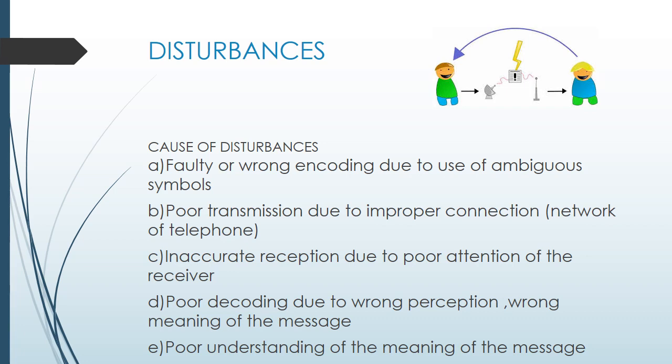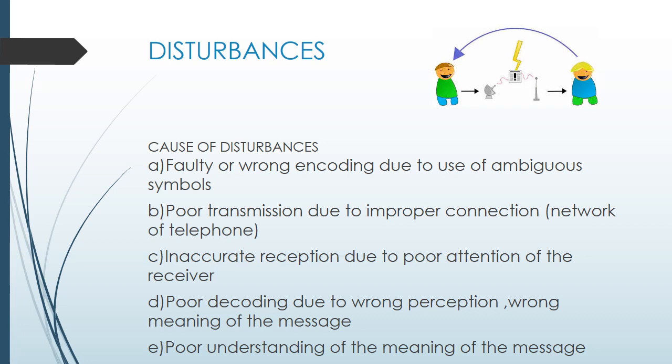Now, what is a disturbance? Anything which acts as a blockage, which acts as a hindrance in the communication process is a disturbance. Disturbance can be on the part of a sender or on the part of a receiver, or it may be on the part of a transmission. So if any hindrance is there, then definitely communication will not be an effective one.